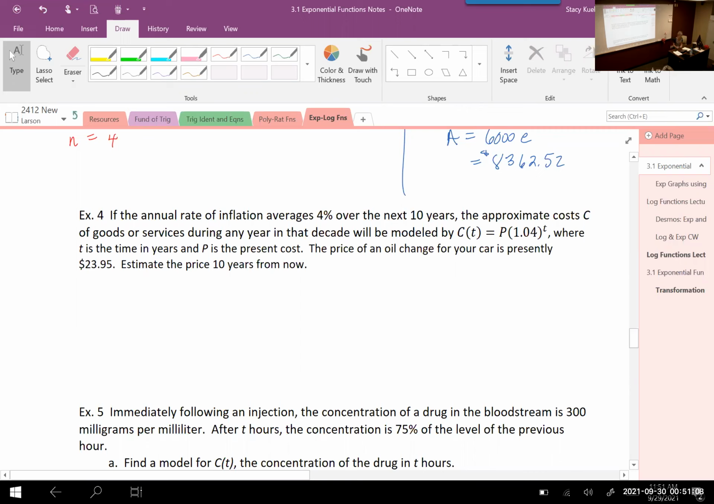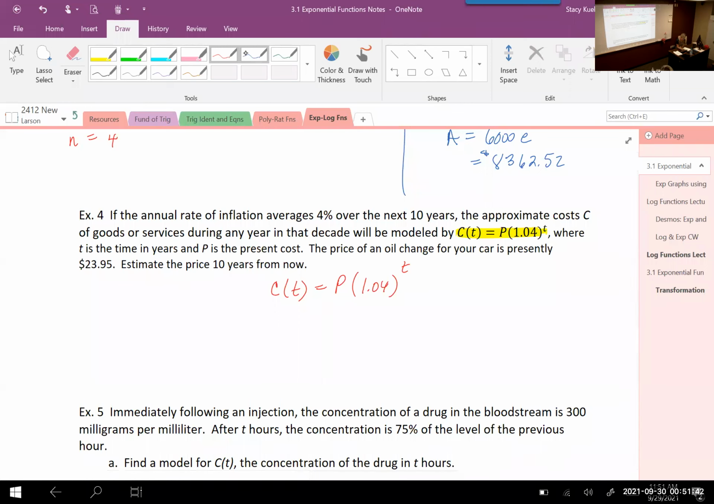All right, so we're given the model. The model came from flat out right there. So the cost in terms of time is equal to whatever it costs now times 1.04, because you would pay 4% more than you currently are. So that would be 100% plus 4 more percent. That's how you get the 1.04 times the time that we're looking at.